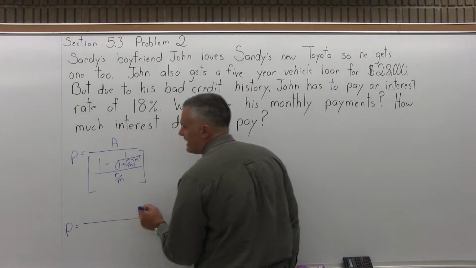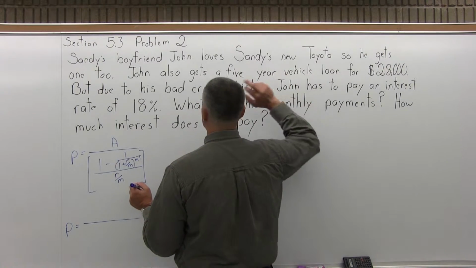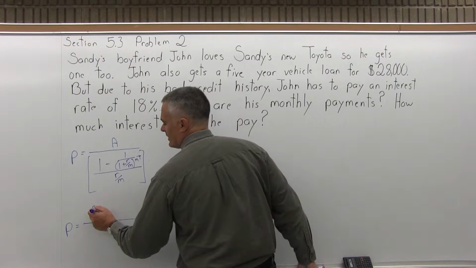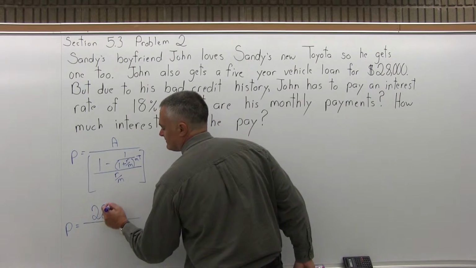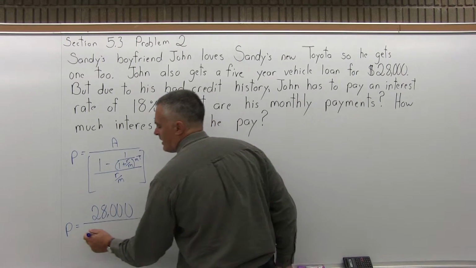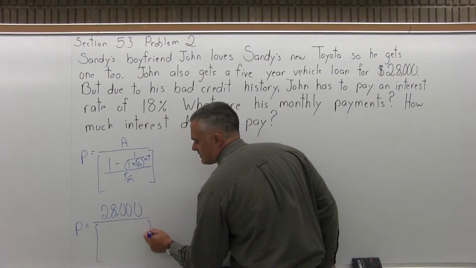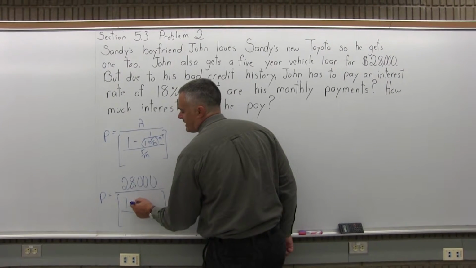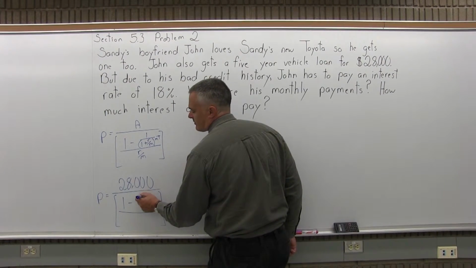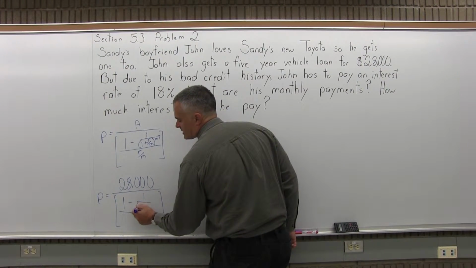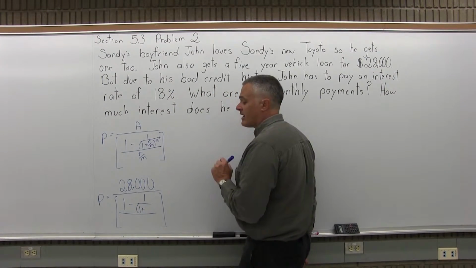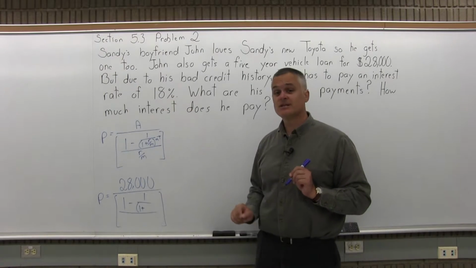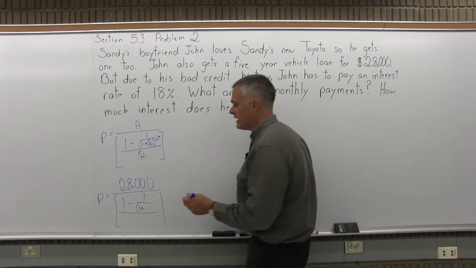P equals A, the amount borrowed for this question is also $28,000. And then underneath that you have those big brackets. In the numerator of the brackets, 1 minus, you have a fraction, in the top of the fraction a 1, in the bottom of the fraction 1 plus R over M. Now again, R is the rate as a decimal, so this one, the 18% as a decimal is 0.18.